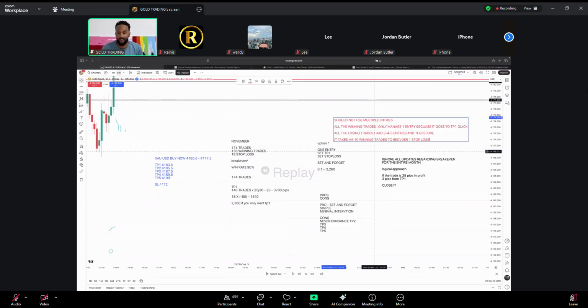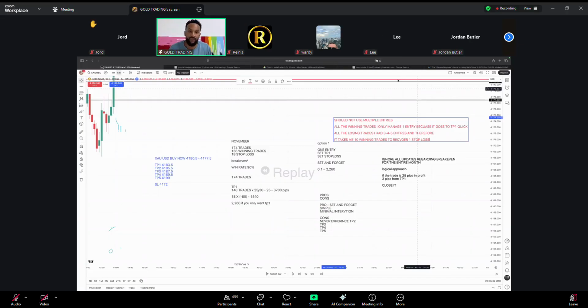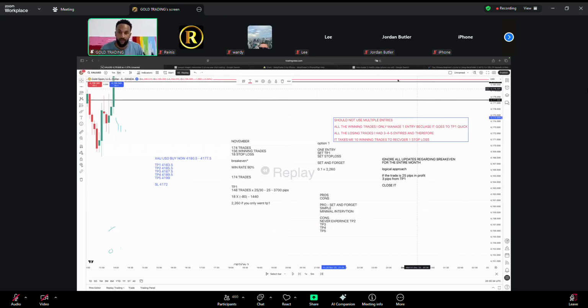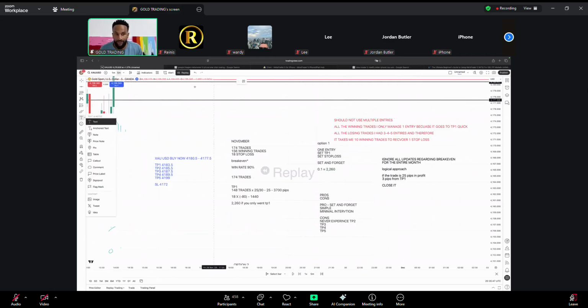Type a 1 in the chat box if you have ever messaged support saying it takes me 10 winning trades to recover 1 stop loss, or something to that effect. Maybe 5, 6, 7 winning trades to recover 1 stop loss. Why? It is because you should be focusing on option 1. 1 entry, 1 TP, 1 stop loss, set and forget. If you do that with a fixed lot size, this is only going to work if you keep the same lot size.